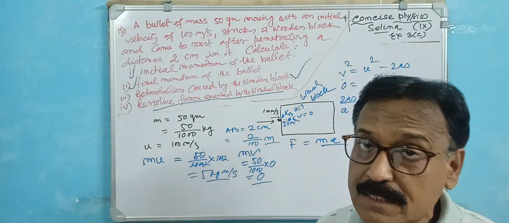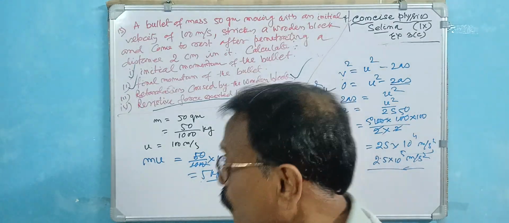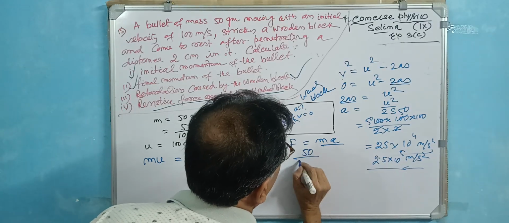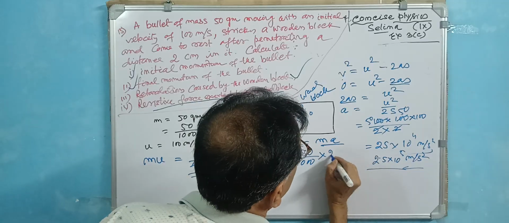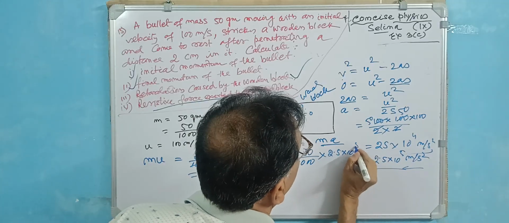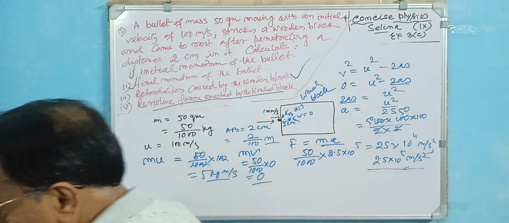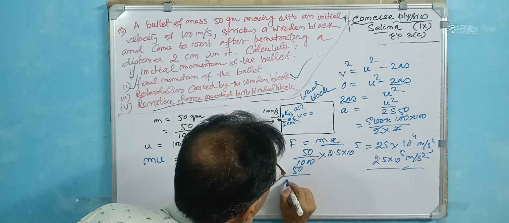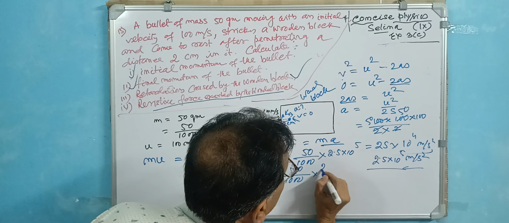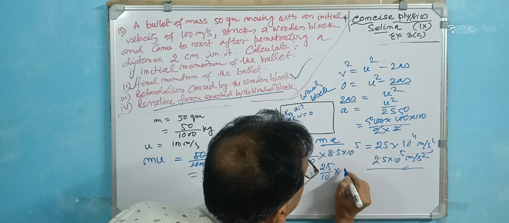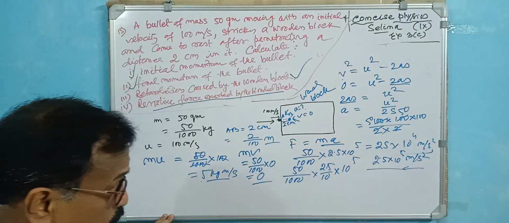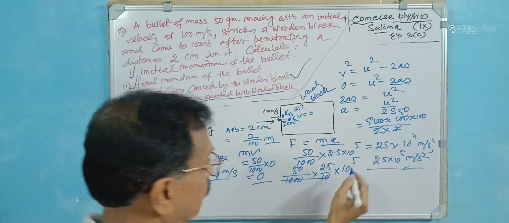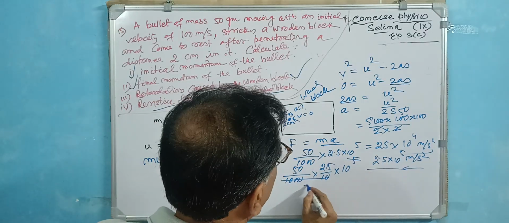And this resistive force on the bullet, that means what is the mass of the bullet? This is 50 by 1000, and the acceleration is 2.5 into 10 to the power 5. We calculate it. Okay, 50 by 1000, this is 2.5, this is 25 by 10, and this is 10 to the power 5. This is 10 to the power 4.